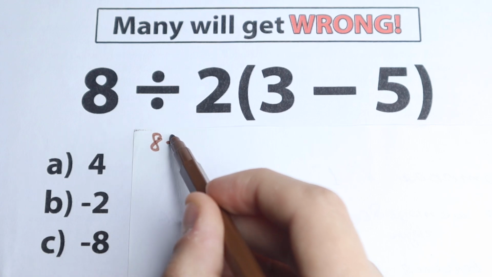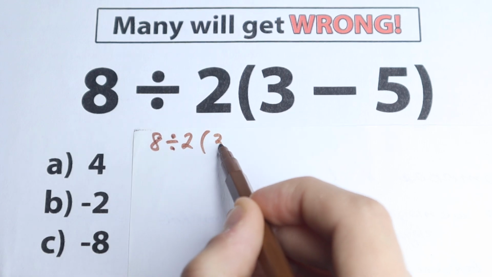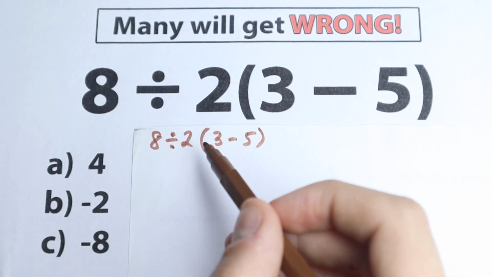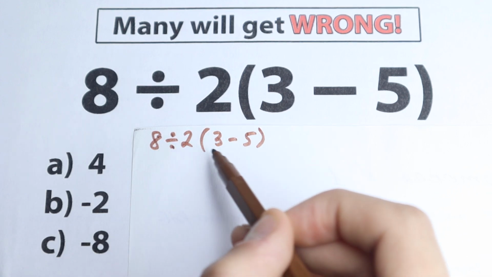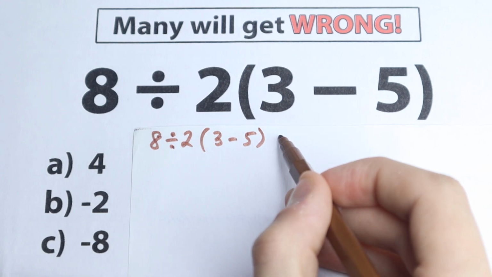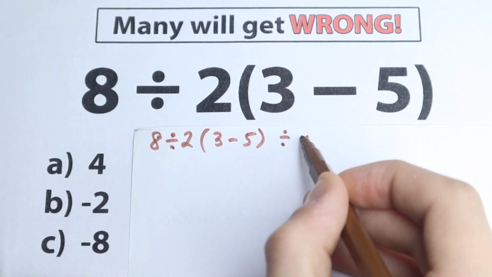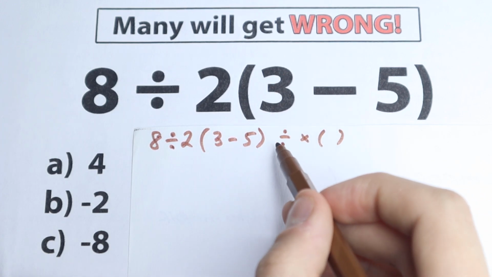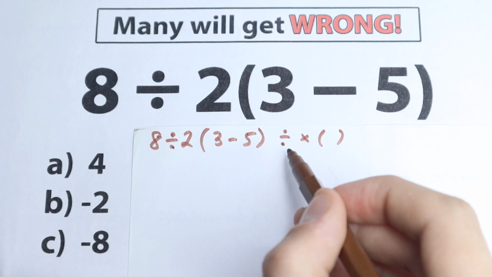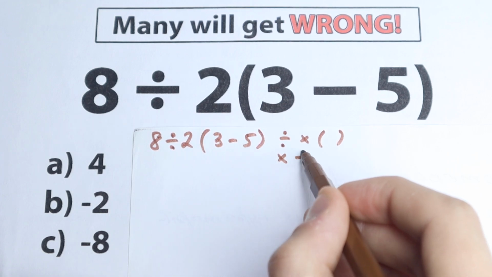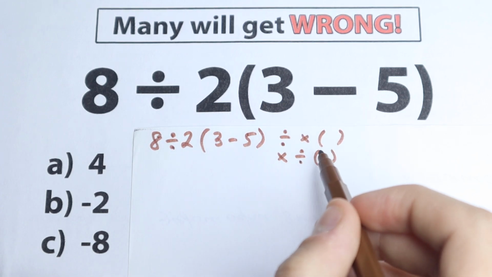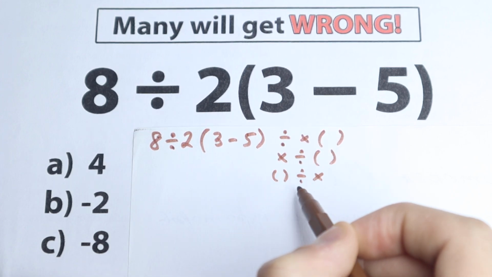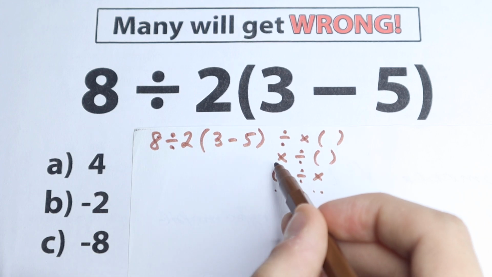So we have 8 divided by 2, and in parentheses 3 minus 5. I want to mention that right here we have 3 math operations: division, multiplication, and parentheses. Yeah, it's not subtraction, it's parentheses. This is the first combination, but we can also start with multiplication, division, and parentheses. How many combinations are there? We can start with parentheses, division, multiplication; parentheses, multiplication, division; multiplication, parentheses, division.